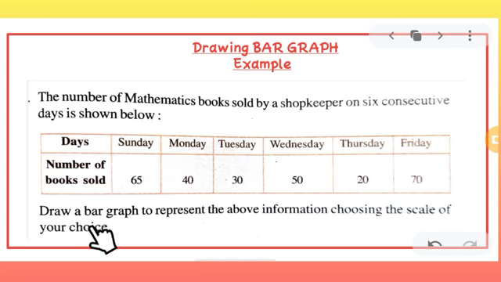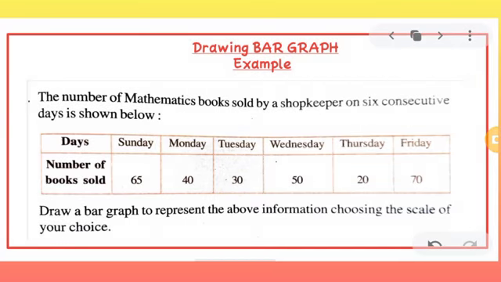So this is the data. Now we have to draw a bar graph to represent the above information choosing the scale of your choice. Okay, so now we will see here from the data only we will decide our scale first. Okay, so 65, 40, 30, 50, 20, 70. The minimum is 20 and the maximum is 70. That means we have to define from 20 to 70. So we can say every data is in the figures of tens. So we can just give our unit scale as 10 also as well as 5 also.